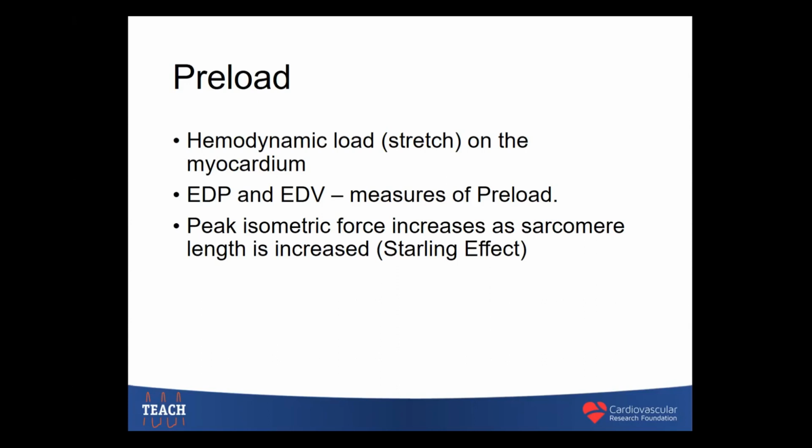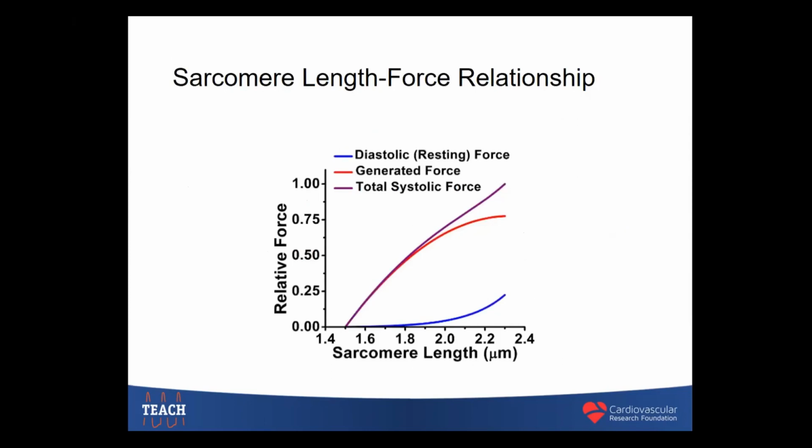So as you increase your preload, you theoretically stretch your myocytes, and as you stretch your myocytes, the amount of force that the myocytes can generate increases, which we call the Starling effect. I'm sure everyone is familiar with the quote unquote Starling curve, which we talk about all the time. Basically what you're seeing here is the sarcomere length-force relationship. You can see that as your length increases, the total amount of force that you can generate increases as well.